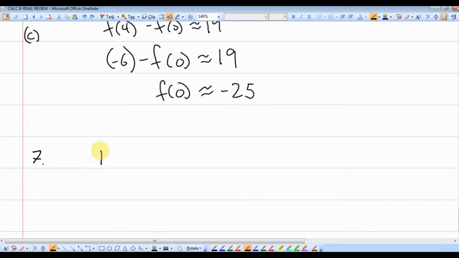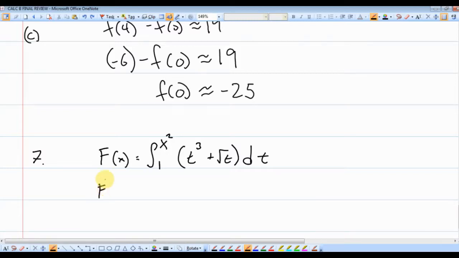Big F of x is equal to the integral from 1 to x squared of t cubed plus root t dt. And we're supposed to find F prime of x. Well, F prime of x is going to be equal to the derivative of the integral.